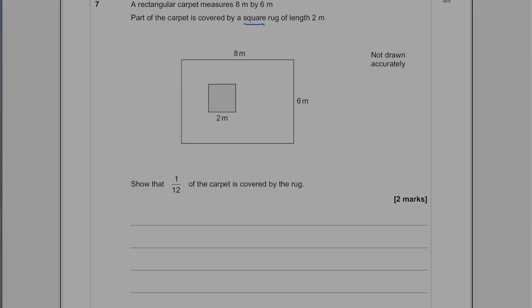Okay. So I'm going to work out the area of the carpet first of all. 8 times 6 is equal to, and we did that some few seconds ago, 48. And then the area of the rug is going to be 2 times 2, so 4 meters squared. Should really include meters squared there. So the area covered by the rug is 4 out of 48. Then I'm going to cancel both 4 and 48 down by 4. That gives me 1/12, which is what we were asked to show.